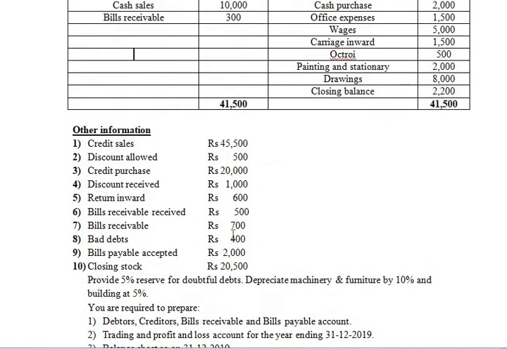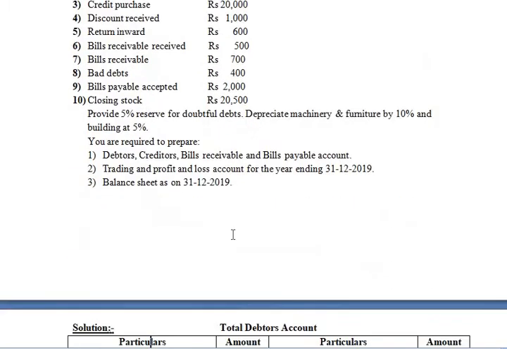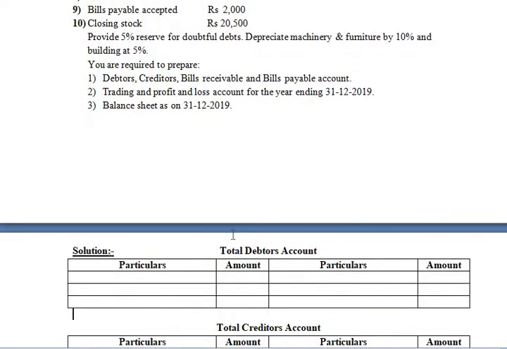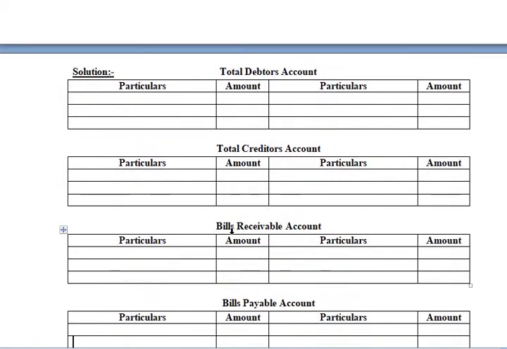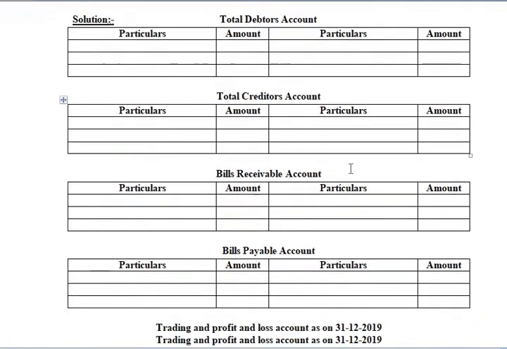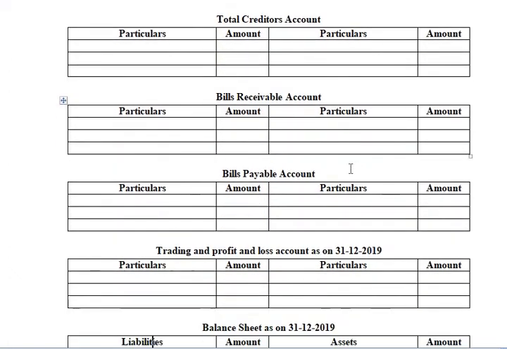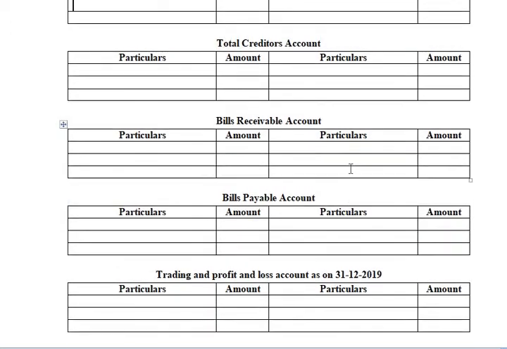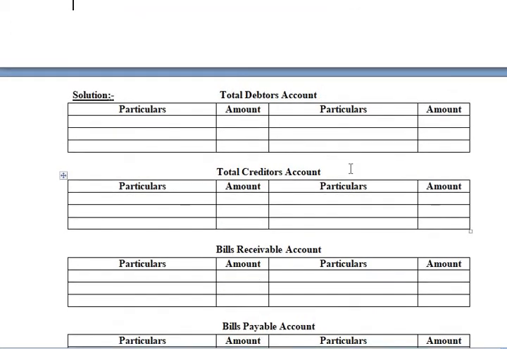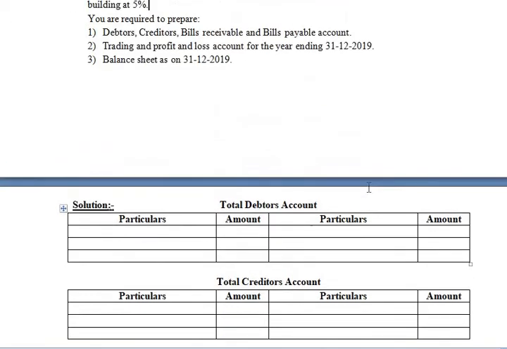We'll quickly start with the accounts. Let's first begin with the debtors account. We have to prepare the debtors account, total creditors account, bills receivable account, bills payable account, and then the trading and profit and loss account and balance sheet. As per my convenience I have just drawn the accounts. Lines are less here but I can take it as and how I solve the problem.